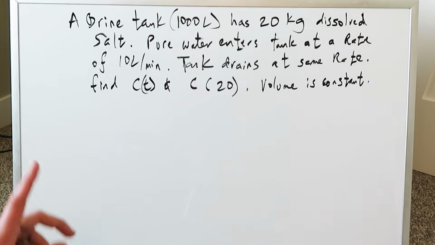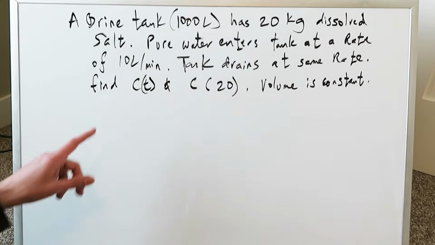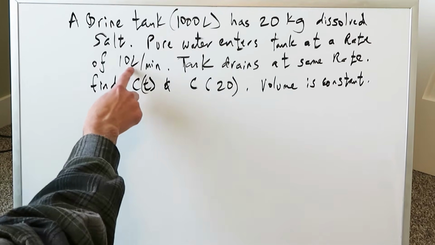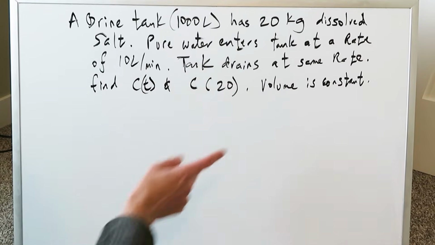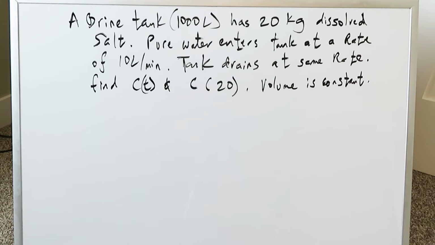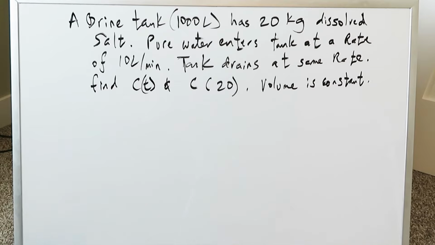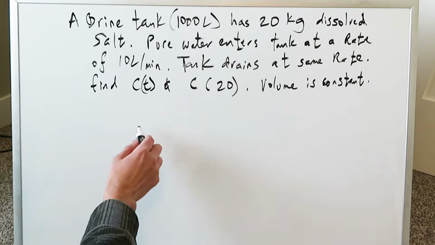So the question goes like this. We have a brine tank which has a volume of 1000 liters. It has 20 kilograms of dissolved salt. Now in this particular instance, pure water is being pumped into that tank at a rate of 10 liters per minute, and the tank drains from the other end at the same rate. We have to find the concentration at time t, and the concentration after 20 minutes, and the volume is kept constant.